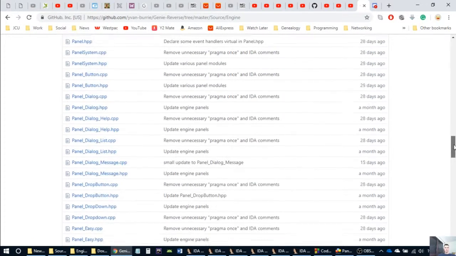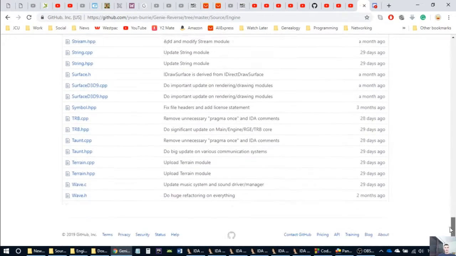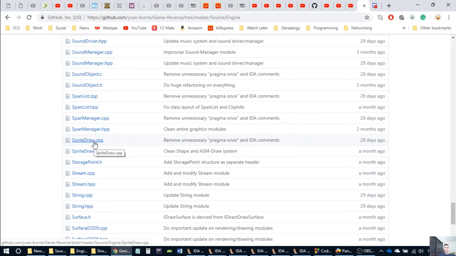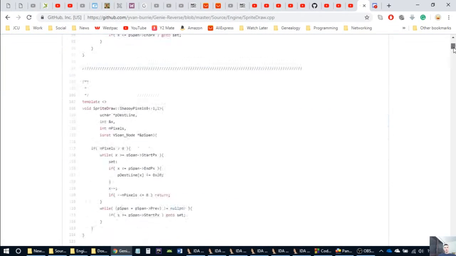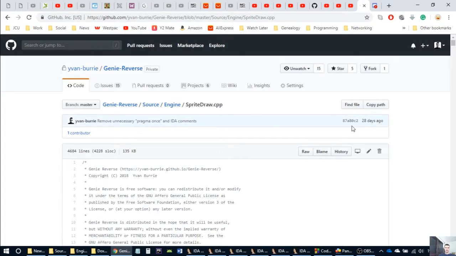and I actually battled with this ASM draw because it was all coded in x86, and Matt Pritchard actually coded it and he talks about it. But we were able to get the ASM draw system from the AOK HD edition, so it's a bit complicated. I don't know what we should do.